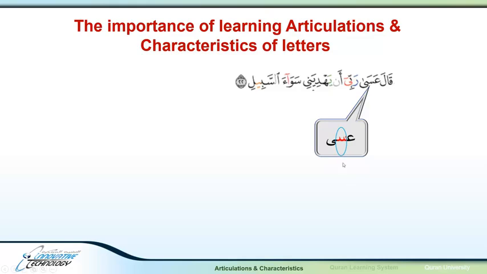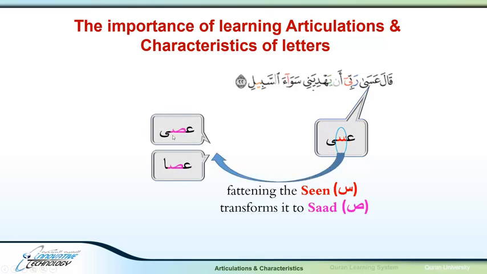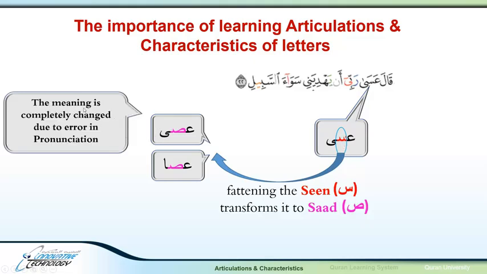Let's take an example. If we fatten this seen, it will look or sound like a sad, and that will convert this word to a totally different word, asa or asa. Now, the difference between these and asa in meaning is significant. Asa means to disobey, and asa means a stick, while asa means might. And as a result of not pronouncing it properly, not articulating it, or providing the proper characteristics of the letter seen, we ended up with a totally different meaning. So the meaning has completely changed due to the error in pronunciation.